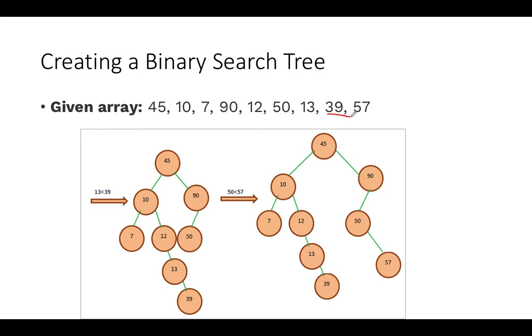39 is less than 45, greater than 10, greater than 12, greater than 13, so it will come to the right of the 13. 57 is greater than 45, less than 90, and greater than 50, so it will come to the right side of the 50.